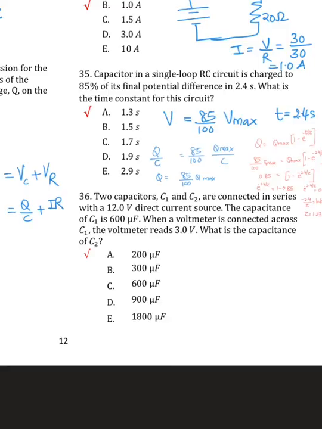Last one on this page. Two capacitors C1 and C2 are connected in series with a 12 volt direct current source. The capacitance C1 is 600. When a voltmeter is connected across C1, the voltmeter reads 3 volt.